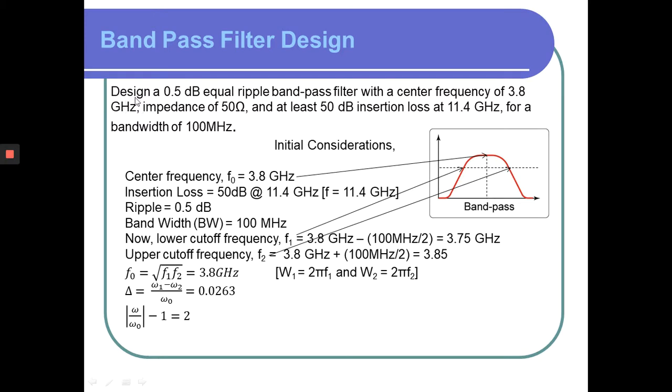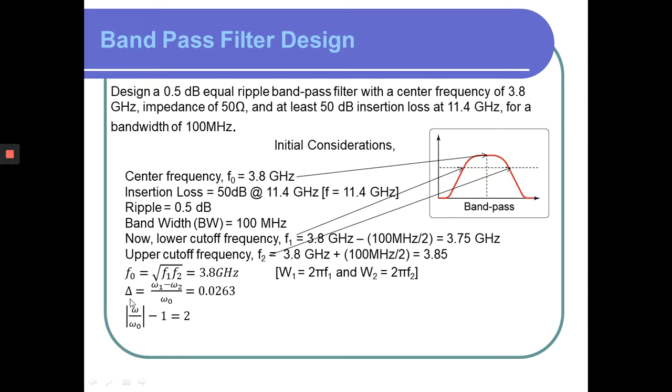So now let's see what is actually given here. Design a 0.5 dB equal ripple band pass filter, with ripples of 0.5 dB and a center frequency of 3.8. So our center frequency is given: 3.8 gigahertz. And the insertion loss at 11 gigahertz is given as 50 dB. This is somewhere here, very far distance. So we need to see, so we find our f here.